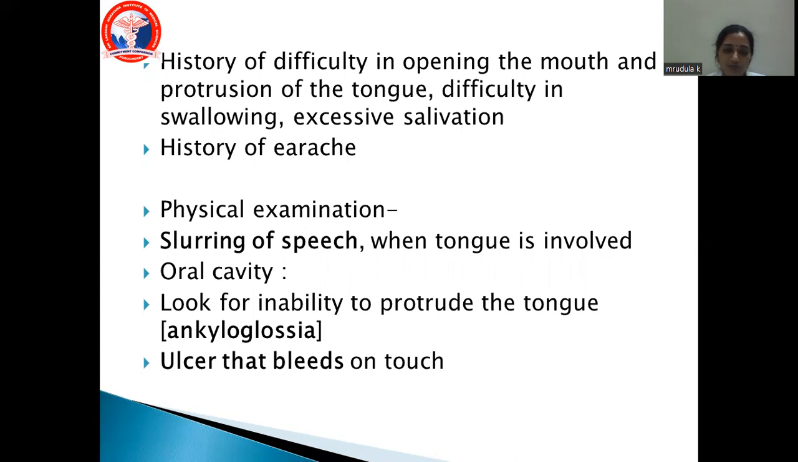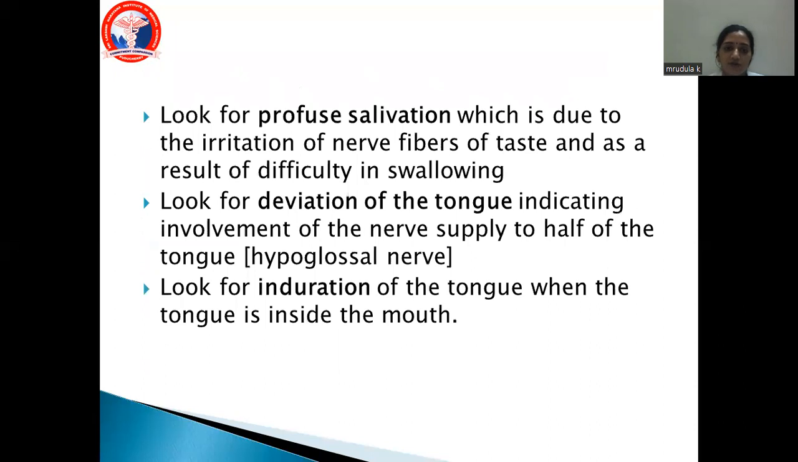Upon physical examination, we observe for slurring of speech when the tongue muscles are involved. In the oral cavity, we look for ankyloglossia, that is, inability to protrude the tongue or fixation of the tongue because of involvement of the tongue muscles, and ulcers that bleed to touch. We look for profuse salivation, which is due to irritation of the nerve fibers of taste and also a result of difficulty in swallowing. We look for deviation of the tongue, which indicates hypoglossal nerve involvement, and for induration of the tongue when it is inside the mouth.